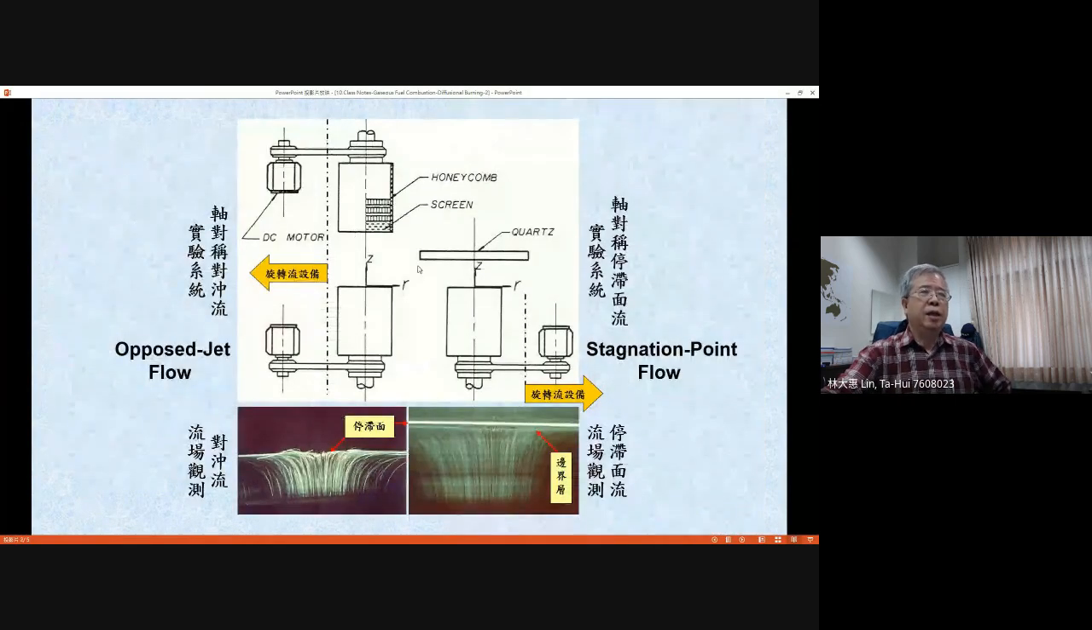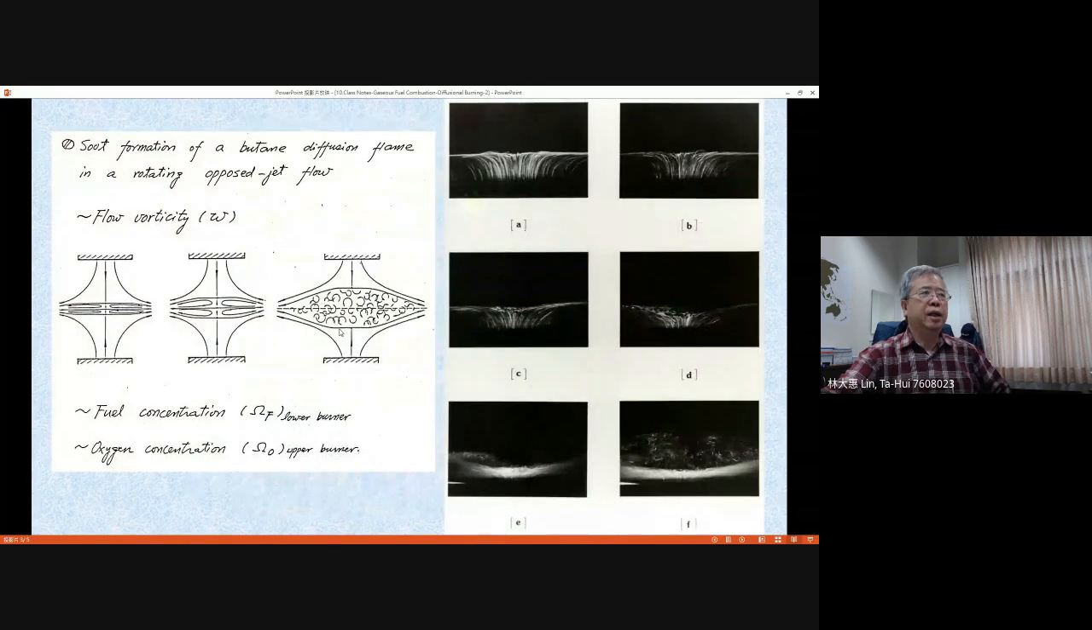Okay, this is just the previous slide to tell you the system we have. There is the upper burner and the lower burner, and each burner is connected to a DC motor, and we can make them rotate. And here, this is a flow structure I want to mention. In this experiment, we try to look at the influence of flow vorticity on the diffusion flame, which means that we need to generate a diffusion flame.